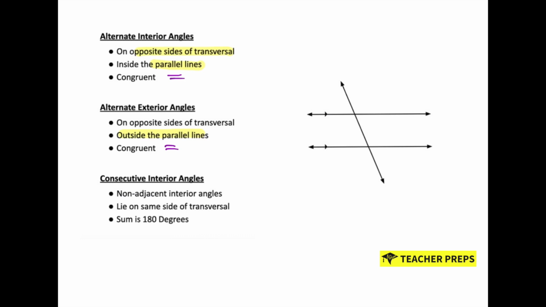The last kind of angle we're going to talk about is a consecutive interior angle. Consecutive means in a row, and interior means inside. These are non-adjacent interior angles, and they lie on the same side of the transversal. When we have consecutive interior angles, their sum is 180 degrees. An example would be this angle and this angle. If I added those two angles together, they would equal 180 degrees.